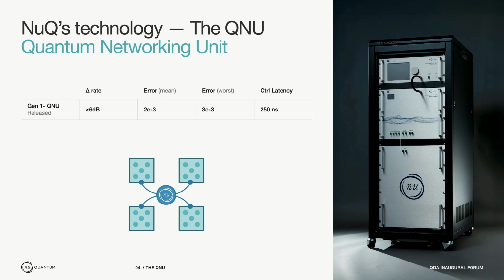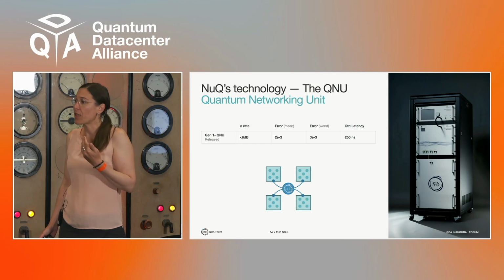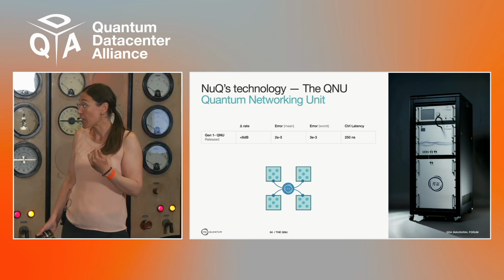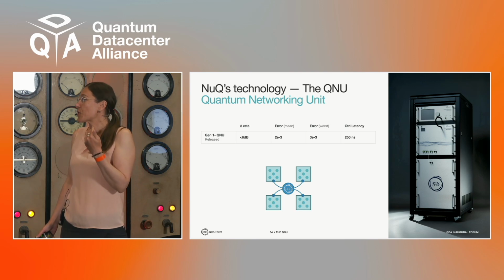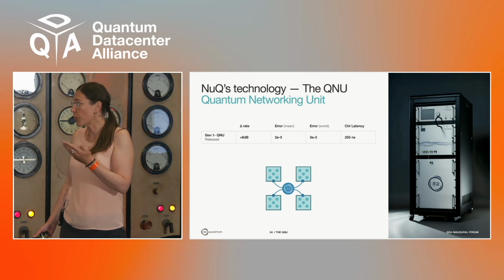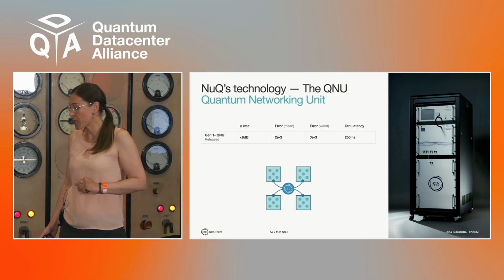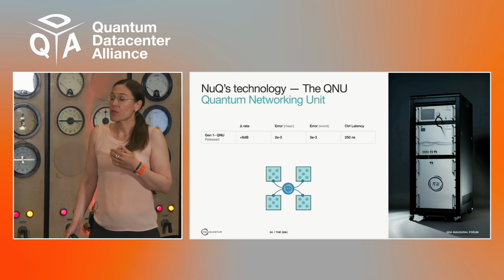Our first prototype has been released recently, a first quantum networking unit, which has been designed to support connectivity between 4 quantum nodes. The system that we've built will allow you to create any 2-node entanglement with less than 6 dB loss in entanglement rate, and will introduce less than 2 × 10⁻³ error, or 3 × 10⁻³ error in the worst case scenario. We've worked really hard as well on the control layer.